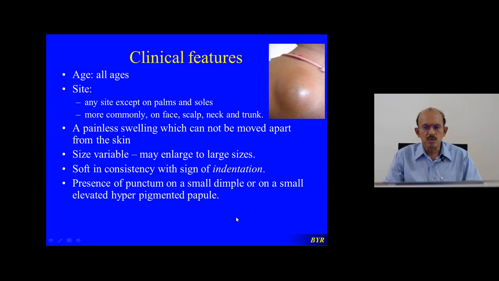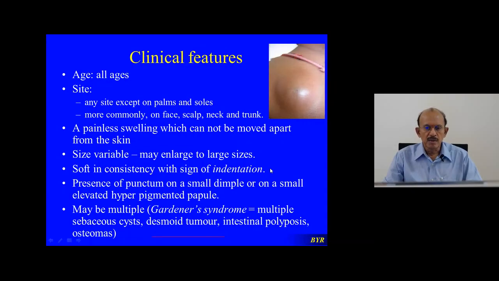Presence of punctum, a small dimple or a small elevated hyperpigmented papule. So you can see here there will be a small pigmented lesion. It may be like a dot or it may be like a papule. That is called the punctum. That represents the blocked sebaceous gland duct. Sometimes it may be multiple. Then it's called Gardner syndrome when it is associated with desmoid tumor, intestinal polyposis, and osteomas.